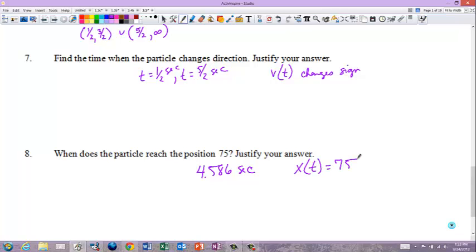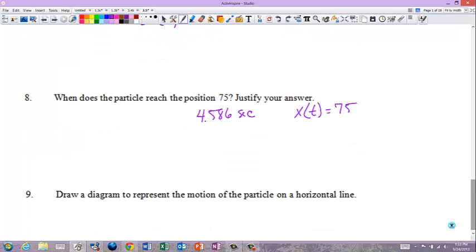And we don't know how to do number 9 yet. So hold on to number 9. And we're going to stop the video right there because Madison just walked in.